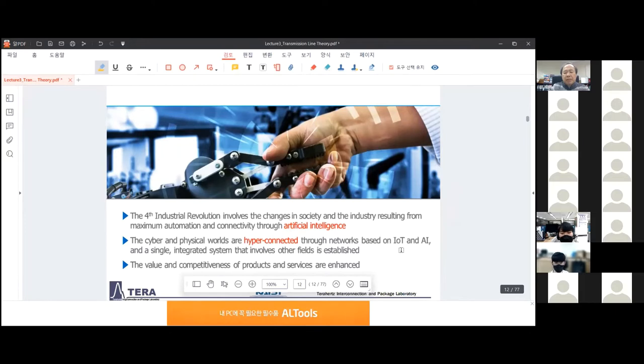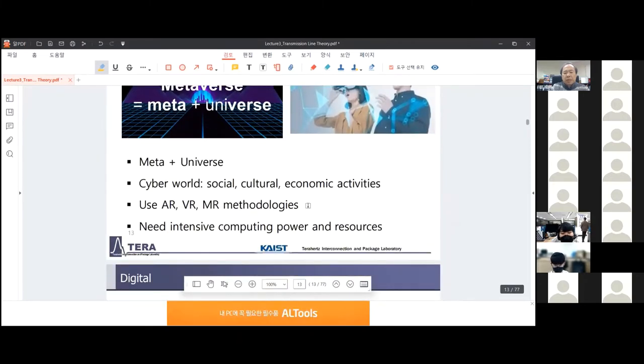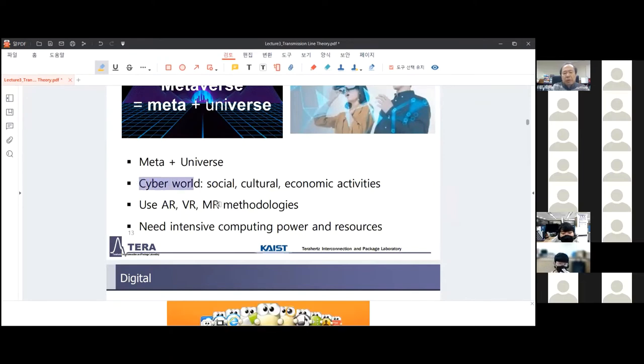With the help of digital data, we can apply artificial intelligence. Also, the metaverse is a kind of cyber world. We will do a lot of social, cultural and economic activities there. Those activities mean that we're going to generate a lot of digital data, and we may also need a lot of digital computing capabilities. Also, AI, VR, and MR will generate a lot of data. It means we're going to need a lot of digitally intensive computing power and resources.